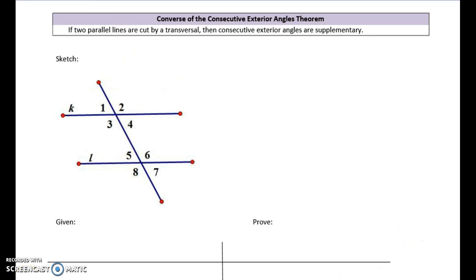Now we're going to look at the converse of the alternate exterior angles theorem. We start off with our: if two parallel lines are cut by a transversal, then consecutive exterior angles are supplementary. So my given is going to have to be that the lines are parallel, and my proof statement is going to have to do with the fact that a pair of consecutive exterior angles are supplementary. I'm going to choose 2 and 7 for my exterior angles.